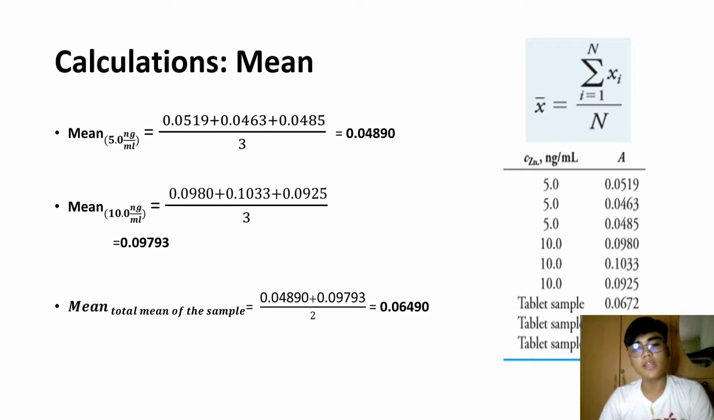For us to obtain the total mean of the sample, we need to add the mean from the 5.0 nanogram per milliliter plus the mean from the 10.0 nanogram per milliliter divided by 2. So we have here 0.04890 plus 0.09793 divided by 2 is equal to 0.06490.